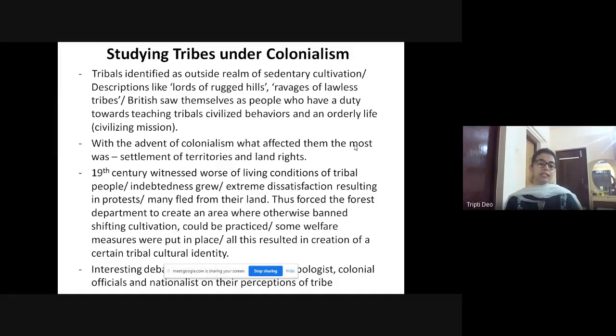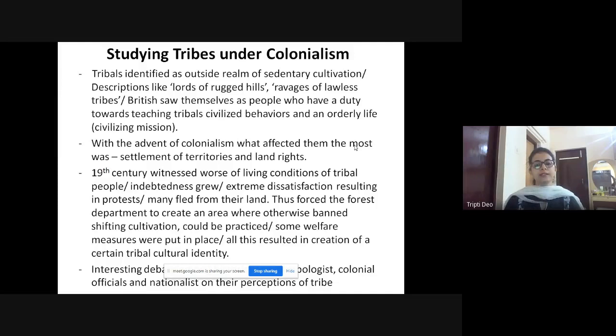They wanted to civilize the behaviors of tribals because they thought the way they had been living so far was ravaging, barbaric, uncivilized. So for them, the way they looked at tribes was something that they needed to school, and they needed to civilize them.